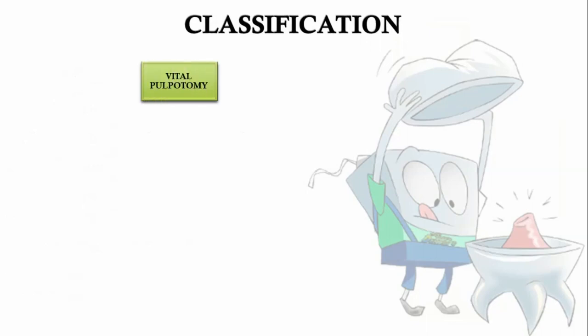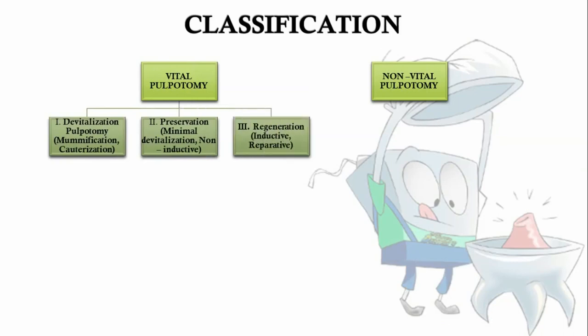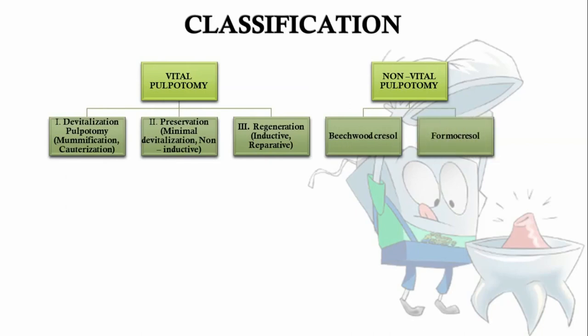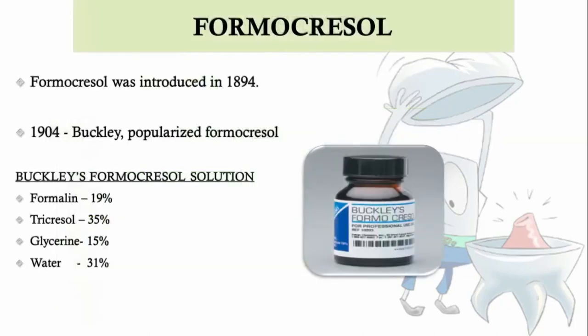So let's see how pulpotomy is classified. It is classified into two types, that is vital pulpotomy and non-vital pulpotomy. Vital pulpotomy is further classified as devitalization pulpotomy, preservation pulpotomy and regeneration pulpotomy. And the non-vital pulpotomy is also called mortal pulpotomy. There are different materials which you can use for different pulpotomies. One doubt we get is, when do we have to do non-vital pulpotomy? That I'll be telling in the further slides.